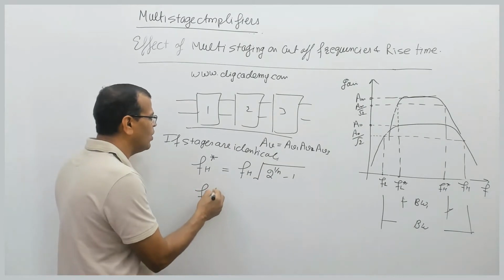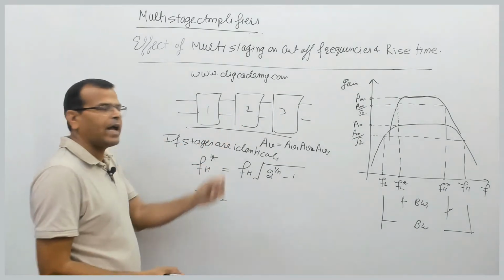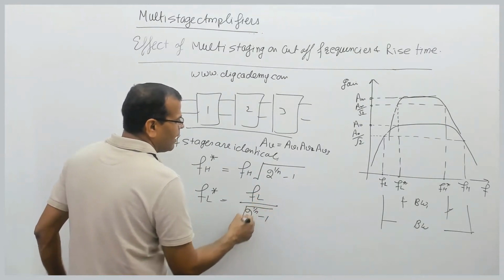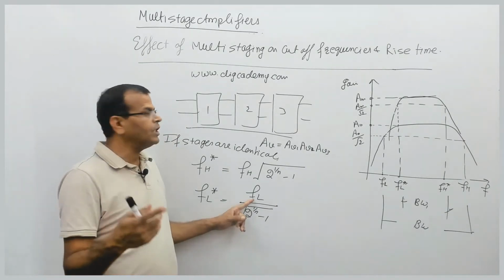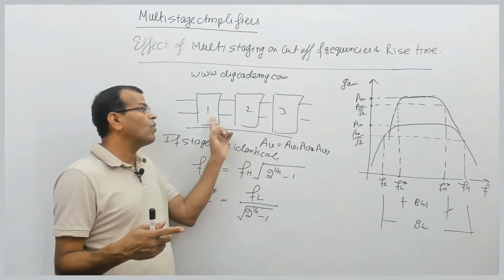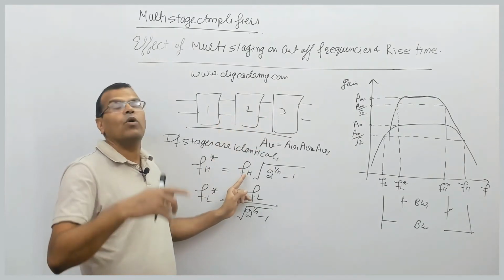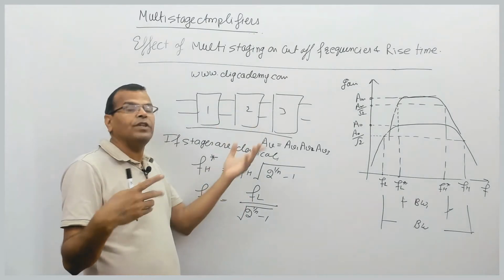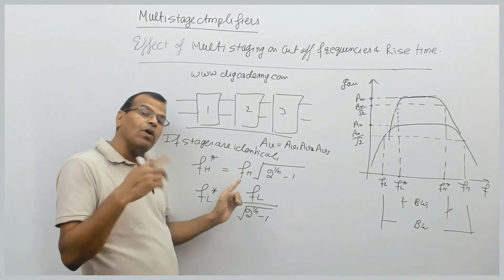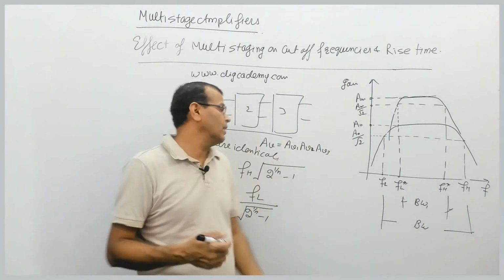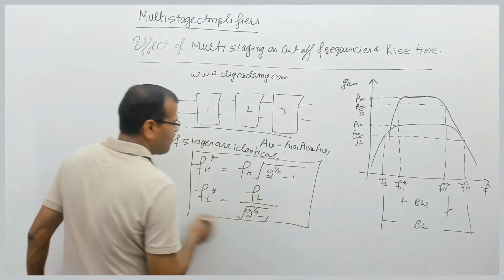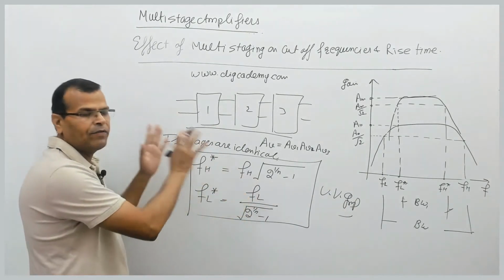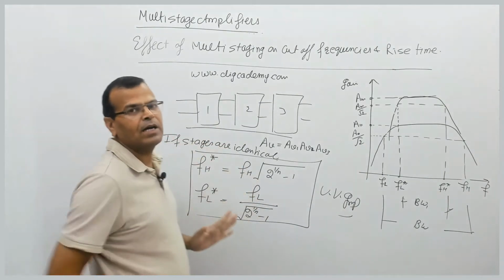And similarly, the overall lower cutoff frequency for identical n number of stages is FL divided by the square root of 2 power 1 by n minus 1. Here FH is the upper cutoff frequency of each stage because all are identical, and FL is the lower cutoff frequency of each stage because all are identical. These are very important for engineering services and for the GATE exam. You must remember them directly. Fine.